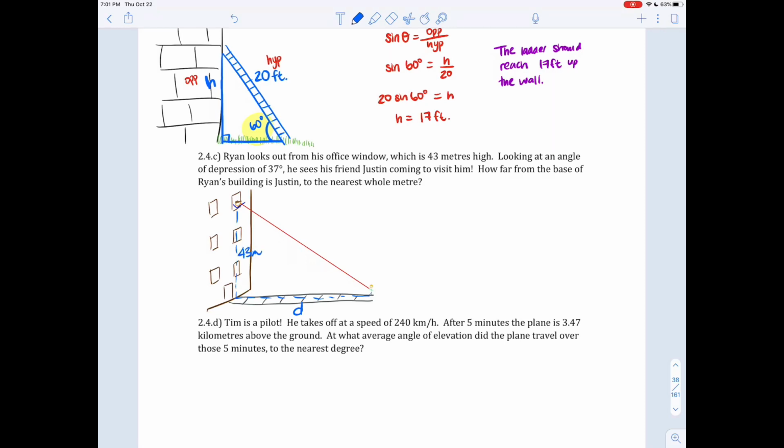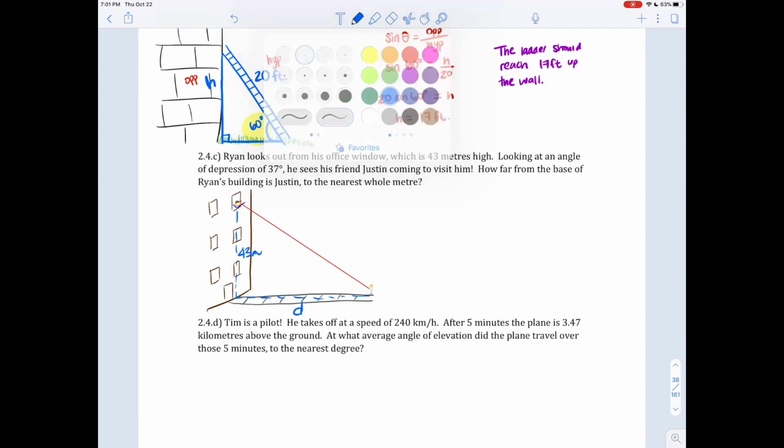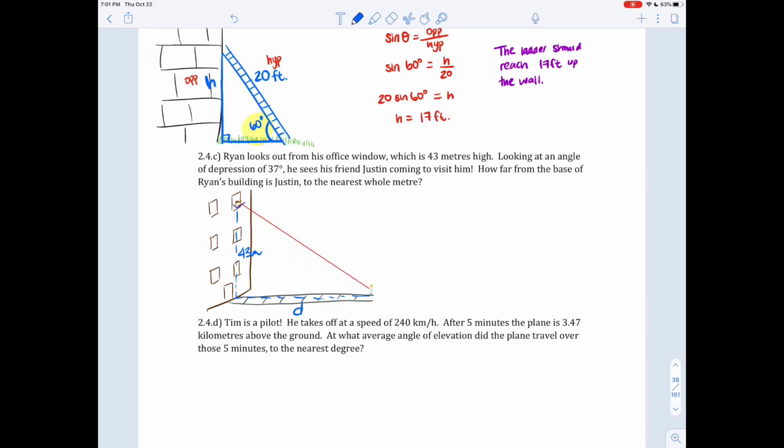So where does this 37 degrees go? Does it go here? No, because that is not an angle of depression. Remember, it's always between that line of sight and what would be us looking straight out. So it's not between a vertical line and another one. It's between a horizontal line and another one. So a couple ways we can tackle this. We can pretend Ryan's looking straight out, and then he has to look down 37 degrees to see Justin.